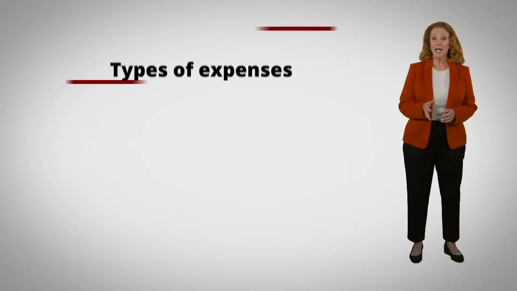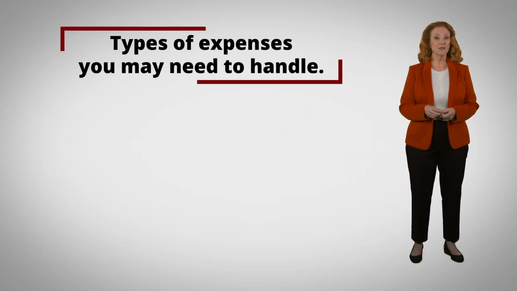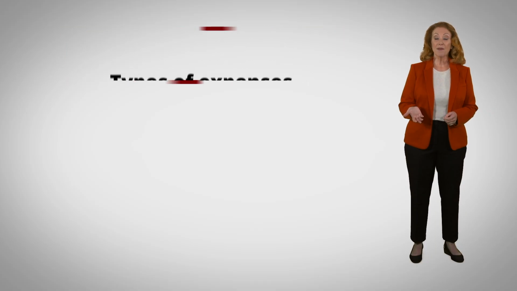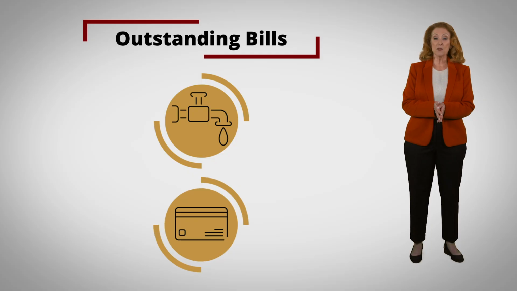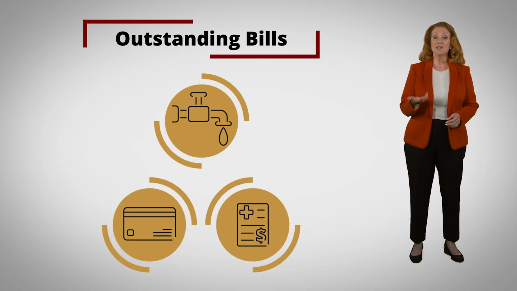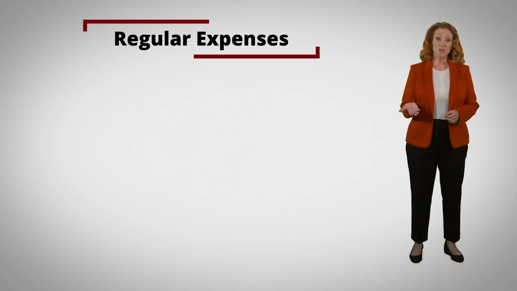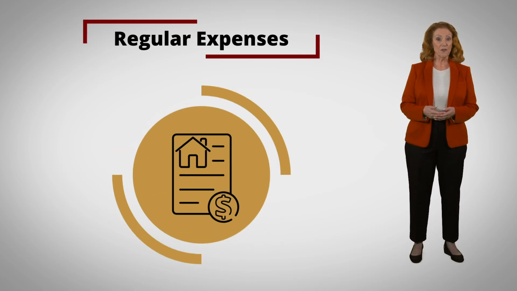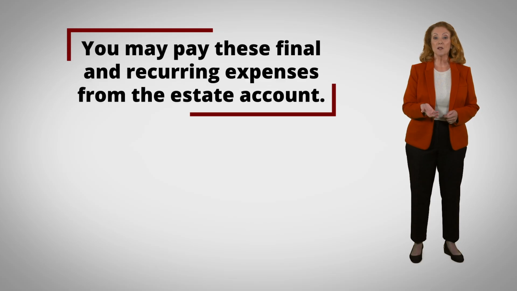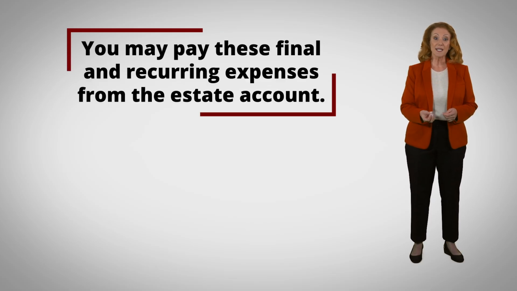Let's talk about the types of expenses you may need to handle. The decedent may have outstanding bills. This may include utilities, credit card bills, or medical bills. The estate may also have regular expenses, such as a mortgage. If there are sufficient funds, you may pay these final and recurring expenses from the estate account.